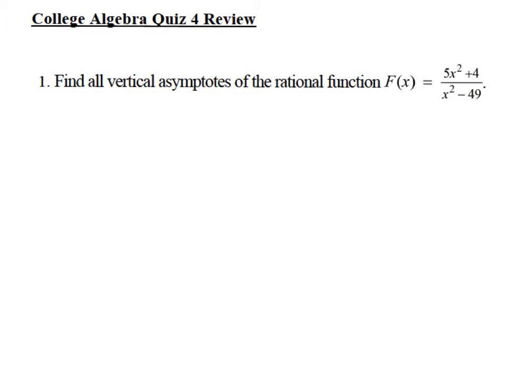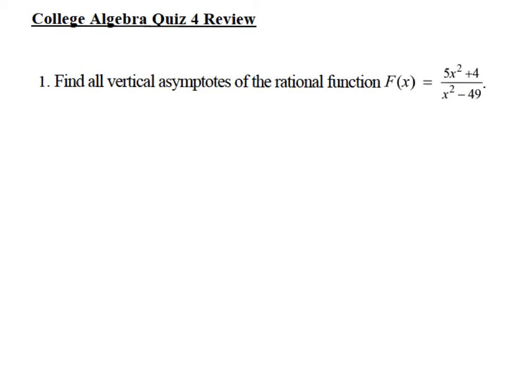Alright, let's go ahead and begin question number 1. For question number 1, it says find all vertical asymptotes of the rational function, and it gives you the rational function. Now, in looking at this function here, notice the denominator here. It's x squared minus 49. In order to find the vertical asymptotes, I have to determine what would cause the function to become undefined, because that is where my vertical asymptotes will be found.